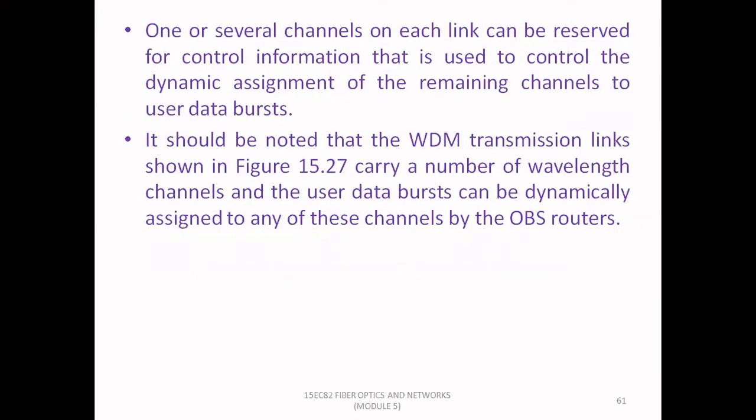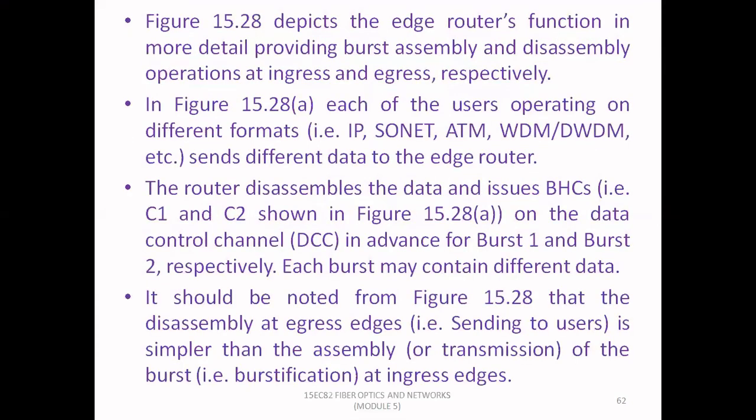One or several channels on each link can be reserved for control information that is used to control the dynamic assignment of the remaining channels to user data bursts. It should be noted that the WDM transmission links shown in figure 15.27 carry a number of wavelength channels and the user data burst can be dynamically assigned to any one of these channels by the OBS routers.